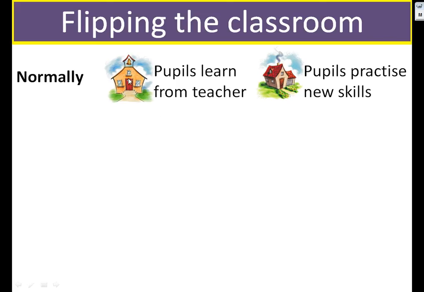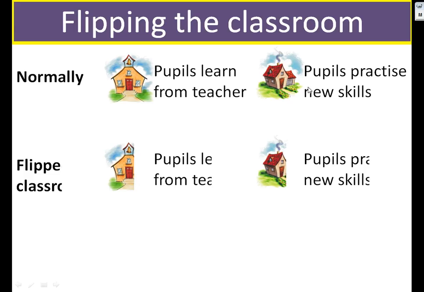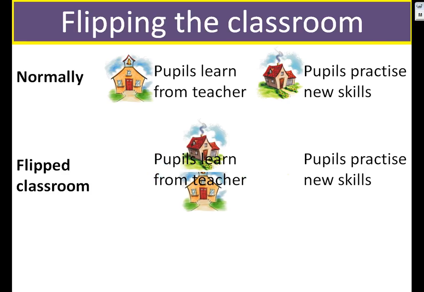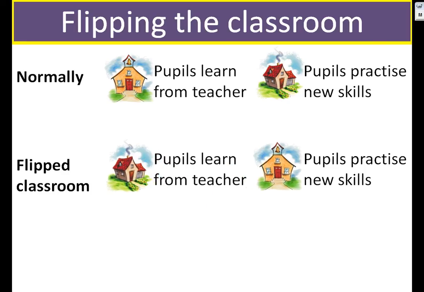Normally what you'd have at school is that pupils learn from their teacher, and then that night they go home and do some homework, and they're generally practicing new skills, the skills that they've learned that day from the teacher. However, in the flipped classroom model, some of that flips around. So pupils learn from their teacher while at home, and then at school the next day they practice the new skills.